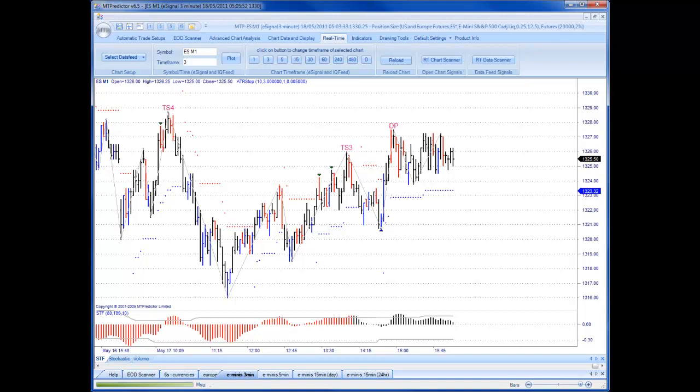In this video I would like to look at correct position sizing and why it's important to control your risks. In other words, keep your losses small and keep your profits large, which is what we do with the MTPredictor trade setups, and as such it is not so important to have a high percentage of winning trades.